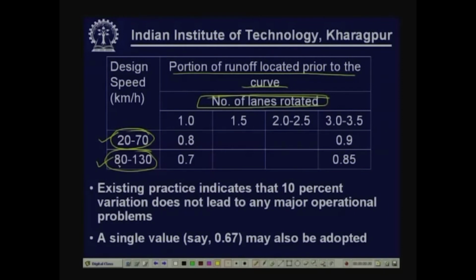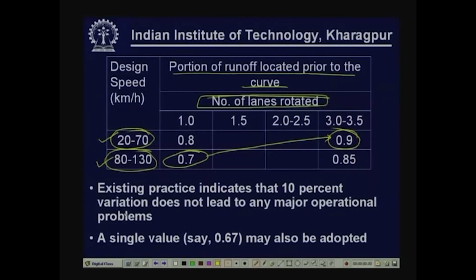So, making it a function of the design speed range and the number of lanes rotated, the portion of runoff length to be located on the tangent portion is decided, and that proportion varies from 0.7 to 0.9. Accordingly, for different numbers of lanes rotated, 1.5, then 2 to 2.5, these values are suggested, and intermediate values are suggested. All these values are available in the AASHTO guidelines. I have indicated a few values just to explain the trend.